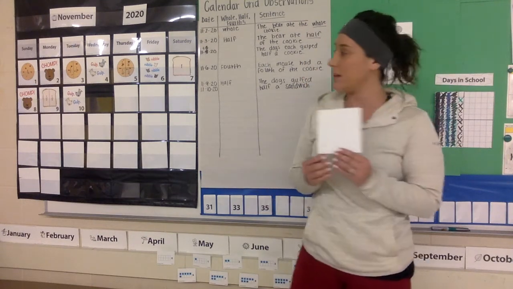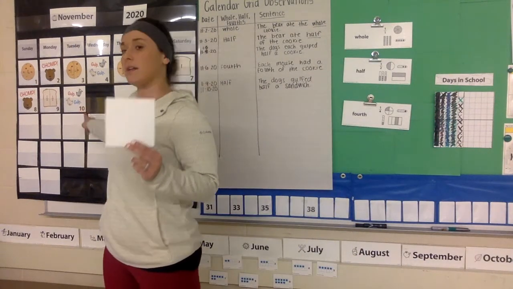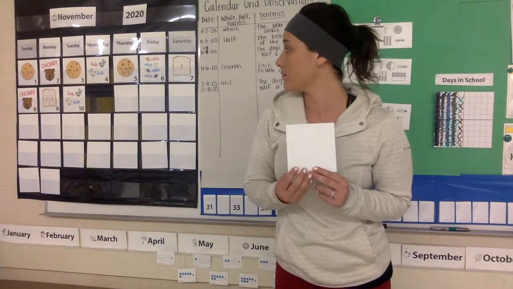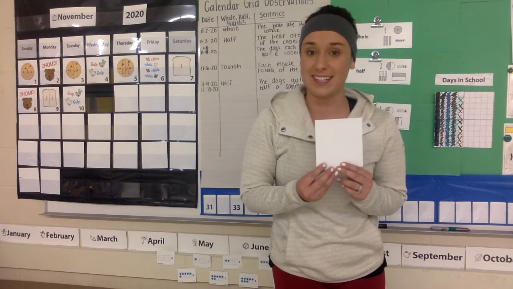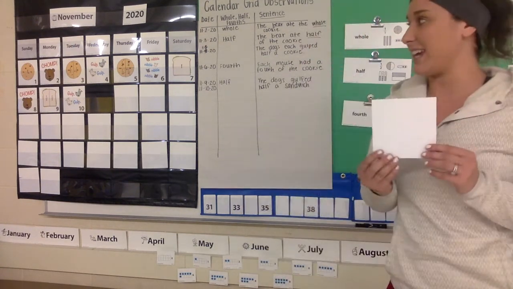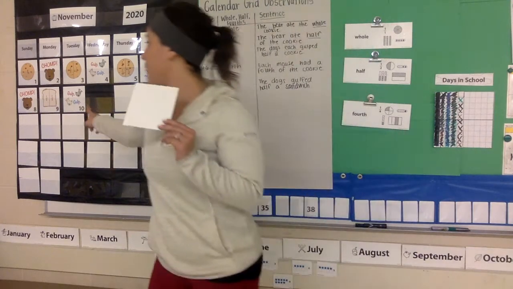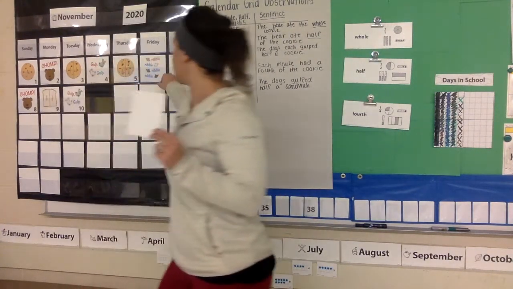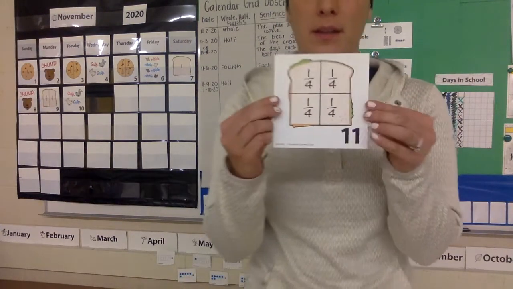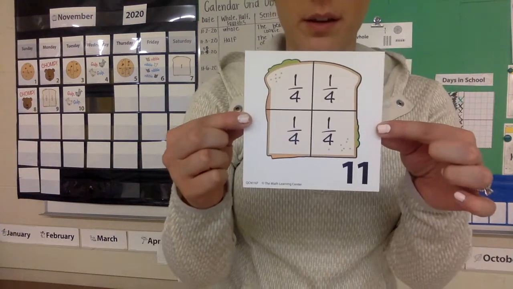Okay, so a lot of you, I bet, are saying number 11. And we know that because after 10 comes 11. What about the picture? Are you thinking it's still a sandwich? You're right. And is it going to be a whole, a half, or a fourth? What do you think? Yesterday, or actually on Monday, was a half, and Saturday was a whole. So what is today? It's a fourth. You're right.